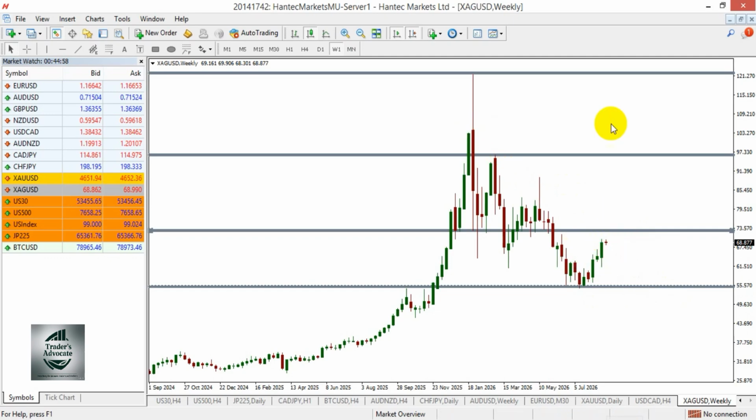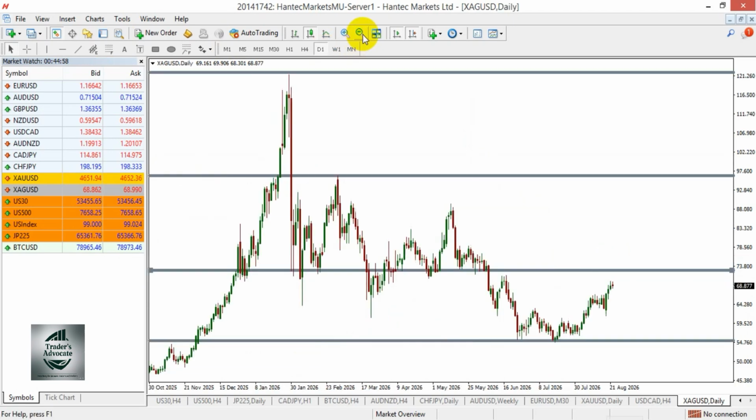But in the scenario, we break above here, we can start pushing all the way to the upside. But as of now, silver is still bearish. And if I draw my trend line correctly, from the previous low to current price action, right? So what's next for silver? I'll be closely watching this.